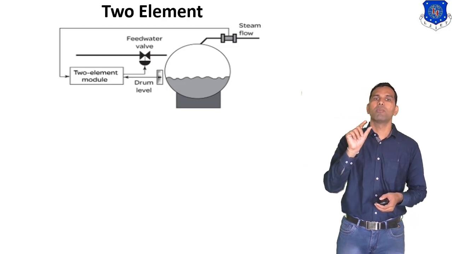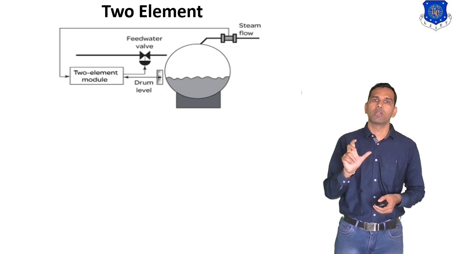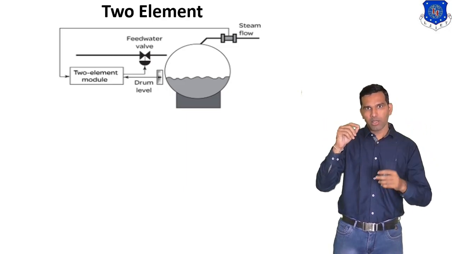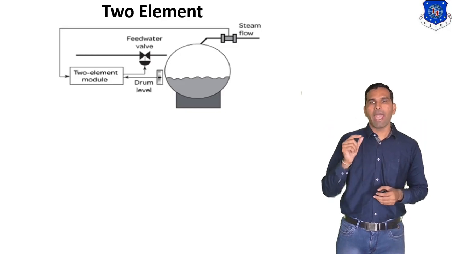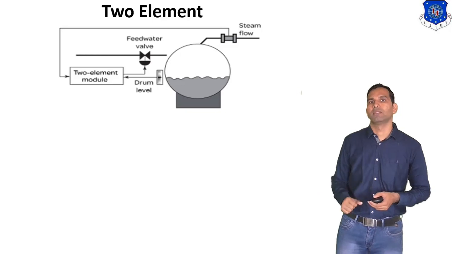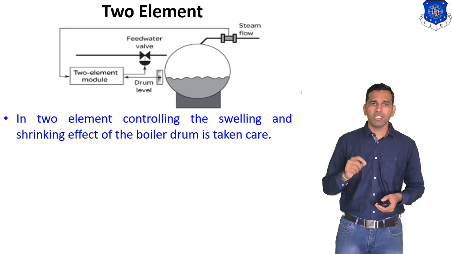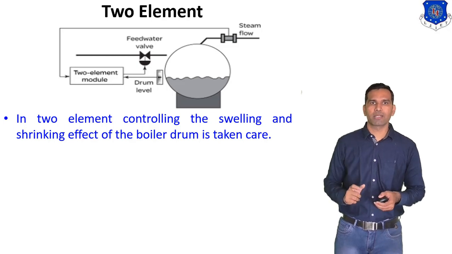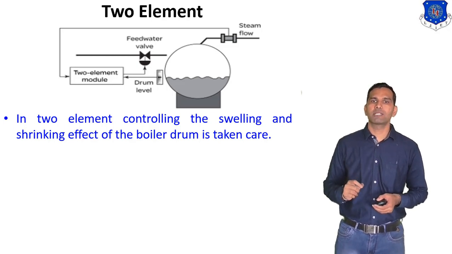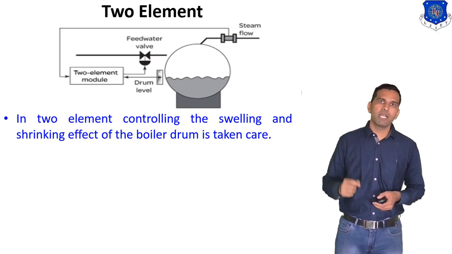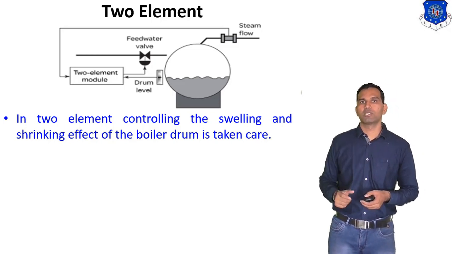That means the two element module is nothing but the controller. And by using these two signals, the controller takes action and controls the feed water pump. Now we understand that in two element control, the swelling and sinking effect of the boiler drum is taken care of. That means we can overcome the limitation of the single element control system.